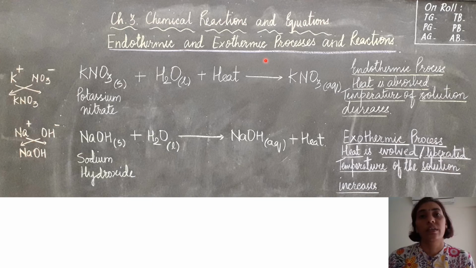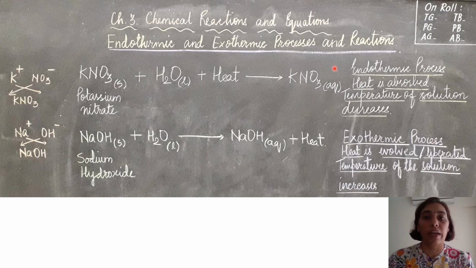Let us first deal with an endothermic process. The example that we have taken is KNO3. KNO3 is potassium nitrate. Here I have shown you how to make a formula for potassium nitrate. And you have to take solid form of it and then dissolve it in water. When you dissolve it in water, these reactants take up the heat from outside. They take up the heat from the surroundings and they get converted into products. Here the product is KNO3 aqueous. That is, an aqueous solution of potassium nitrate is obtained. Now, since the reactants are taking up the heat from the surroundings, it is an example of endothermic process.